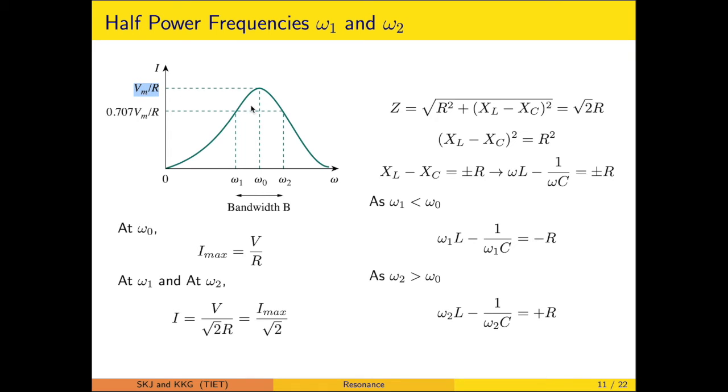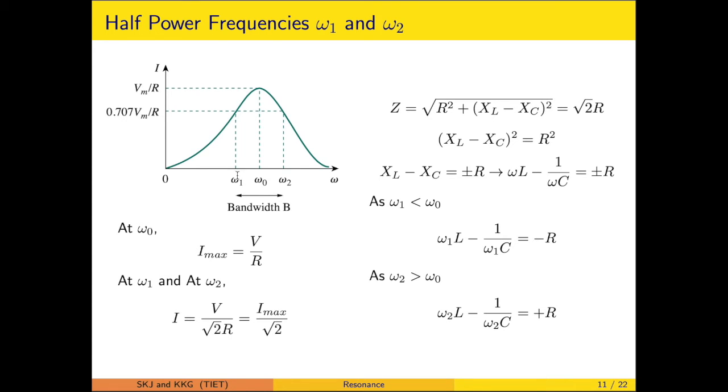Now this is Vm by R, so at this the current is maximum. Now we are considering the two situations. One is in the capacitive region, the other one is in the inductive region, where the current comes out to be exactly the maximum current upon root 2. The purpose of this is that corresponding to this particular current, the power delivered will be half of the power that is delivered at the resonance. That's why the name is given as half power frequency for omega 1 and omega 2.